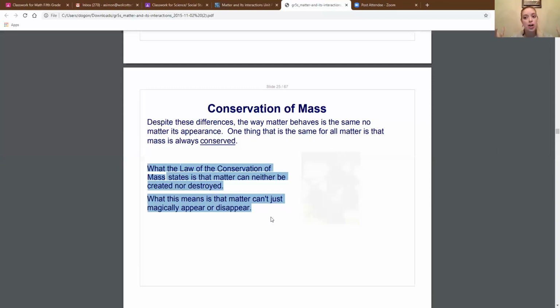They just don't appear out of nowhere, okay? Things and matter aren't magic. They don't just come and go. They've always been here, and they can neither be created nor destroyed, okay?